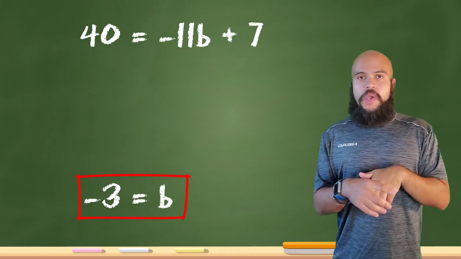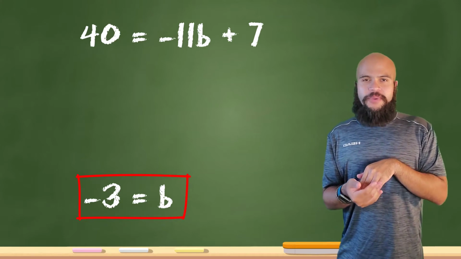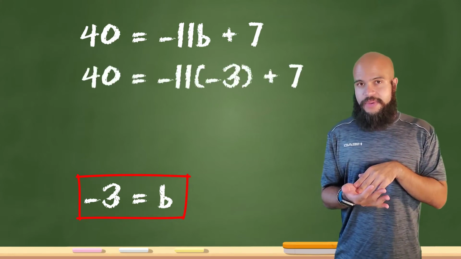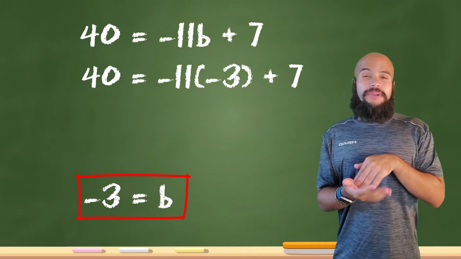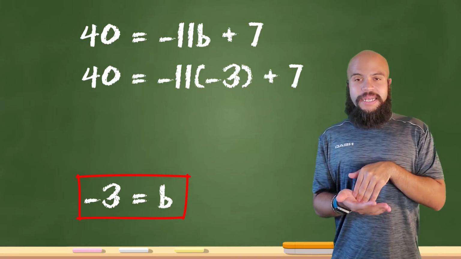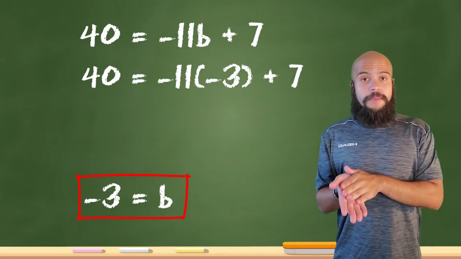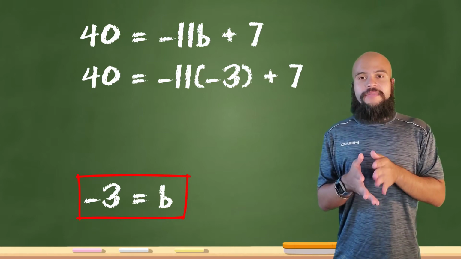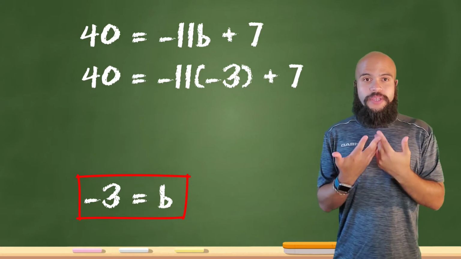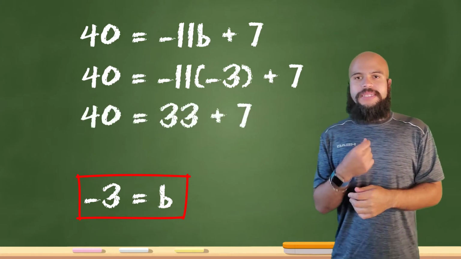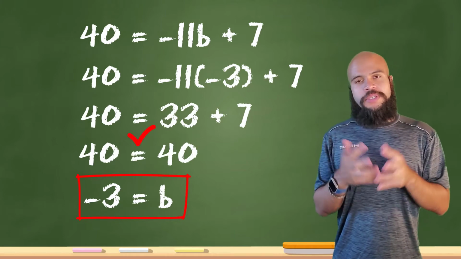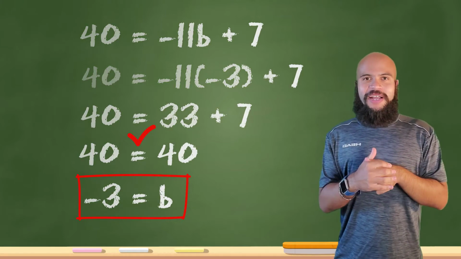When I evaluate for b equals negative 3, I get 40 equals negative 11 times negative 3 plus 7. Remember, negative times the negative gets a positive. I'm also going to do the multiplication before I add, order of operations, right? So negative 11 times a negative 3 gets 33, and then 33 plus 7 is 40, and 40 certainly equals 40, so we solved our equation correctly.